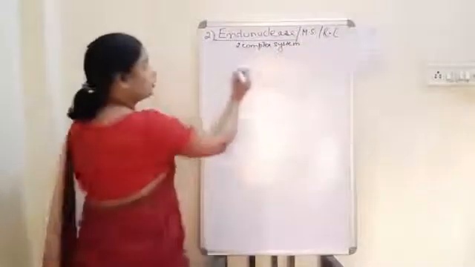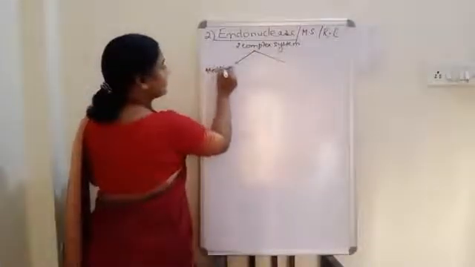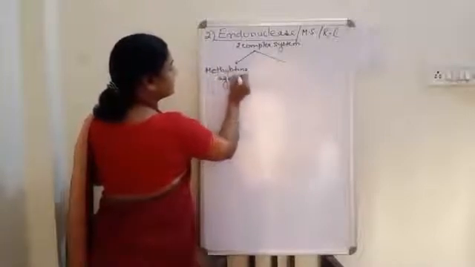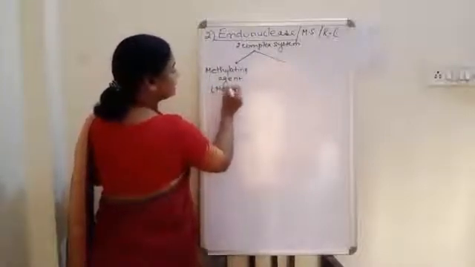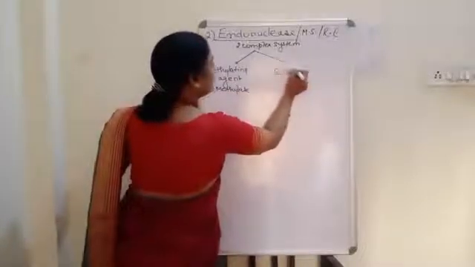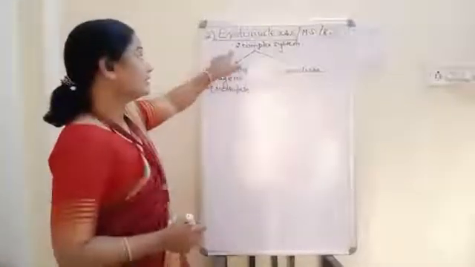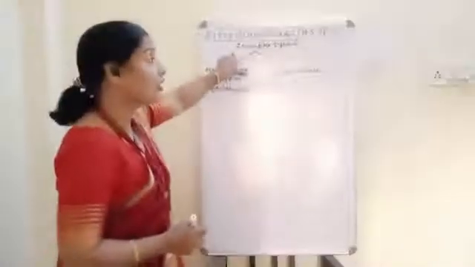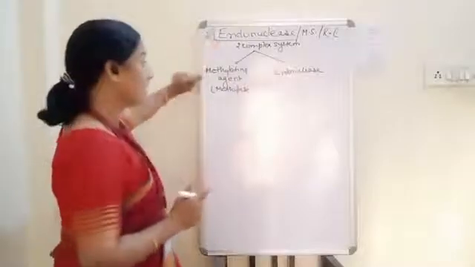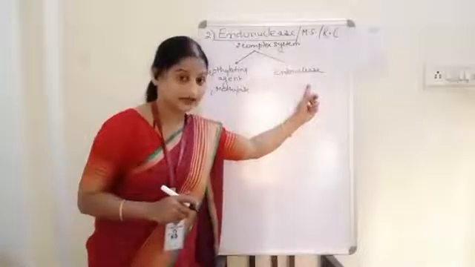Clear? Now the two complex systems are: number one, methylating agent, that is methylase, and endonuclease. So this endonuclease, molecular scissor or restriction enzyme, is made up of two complex systems. One is the methylating agent and another is the endonuclease itself.